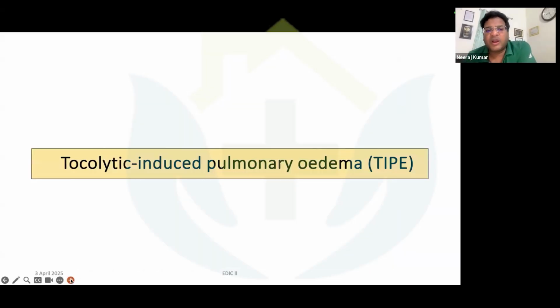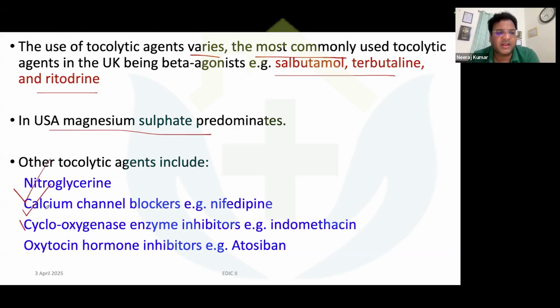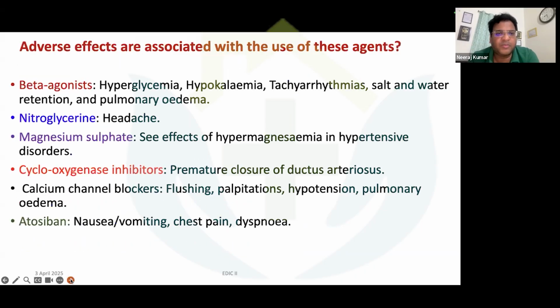Okay, next question. Tocolytic induced pulmonary edema. I think this is the last one or two slides. The use of tocolytics varies, and the most commonly used tocolytic agents in UK are beta agonists, salbutamol, terbutaline, and ritodrine. In USA, magnesium sulfate is predominant, and other tocolytics like NTG, CCB, cyclooxygenase inhibitors, indomethacin, and oxytocin hormone inhibitors, atosiban. So these are the drugs which can cause it. They may ask the question: all the following drugs can cause tocolytic induced pulmonary edema, except. Okay. So this is all from my side.